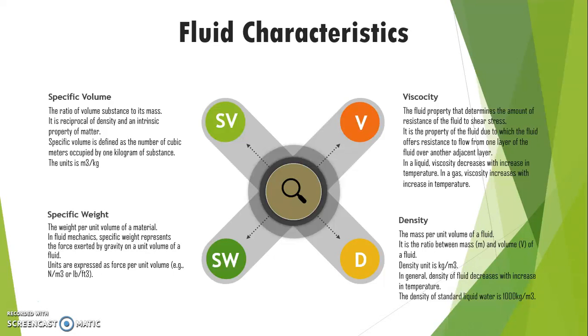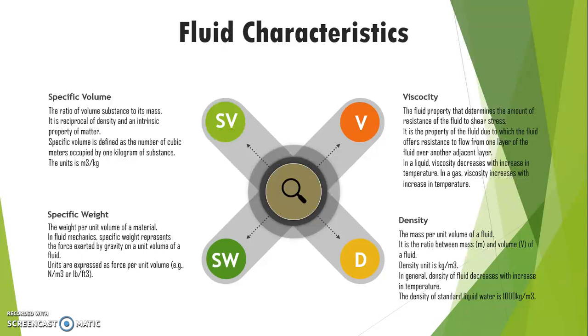The second is specific weight, the weight per unit volume of a material. In fluid mechanics, specific weight represents the force exerted by gravity on a unit volume of a fluid. The units are expressed as force per unit volume, like newton per meter cubed or pound per foot cubed.